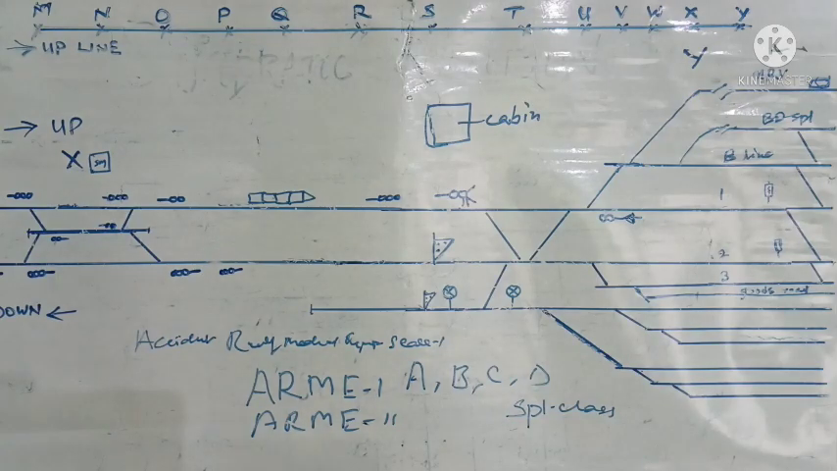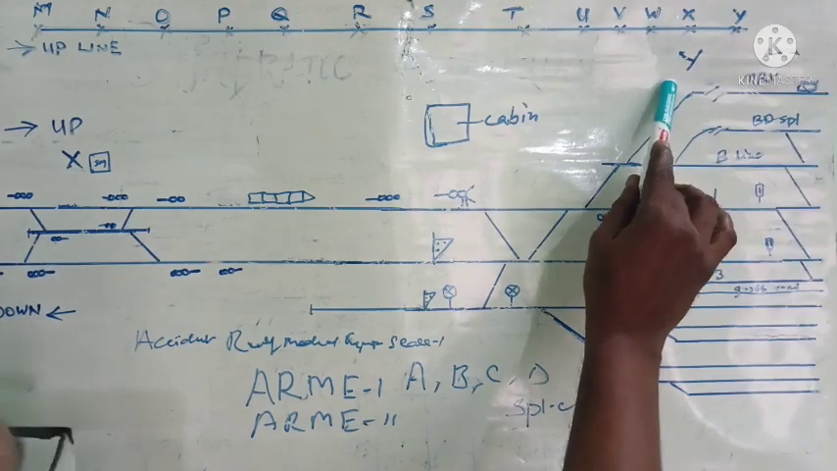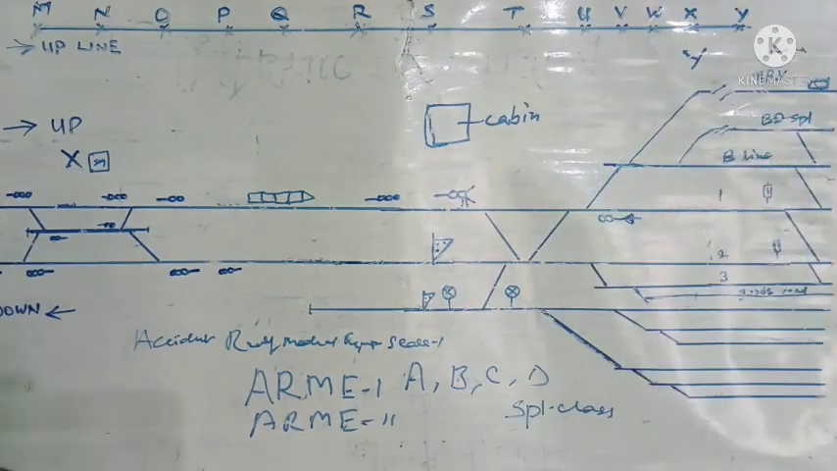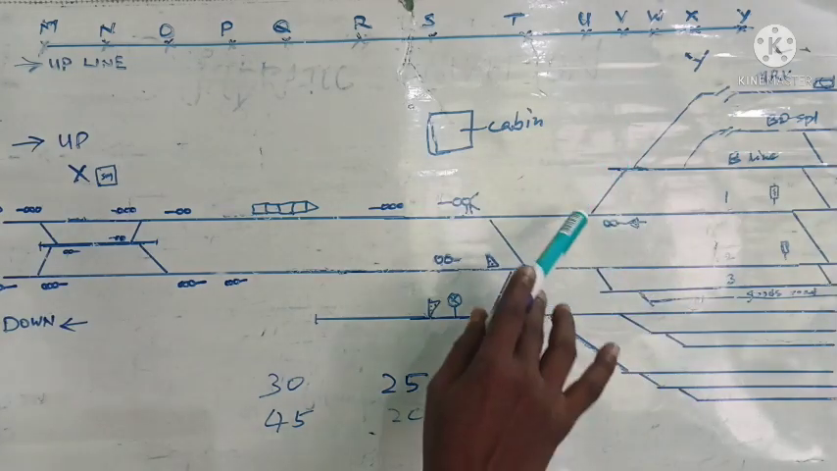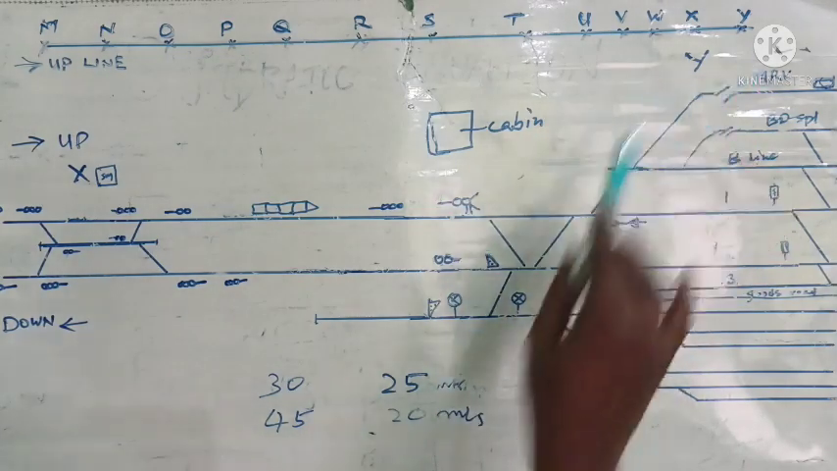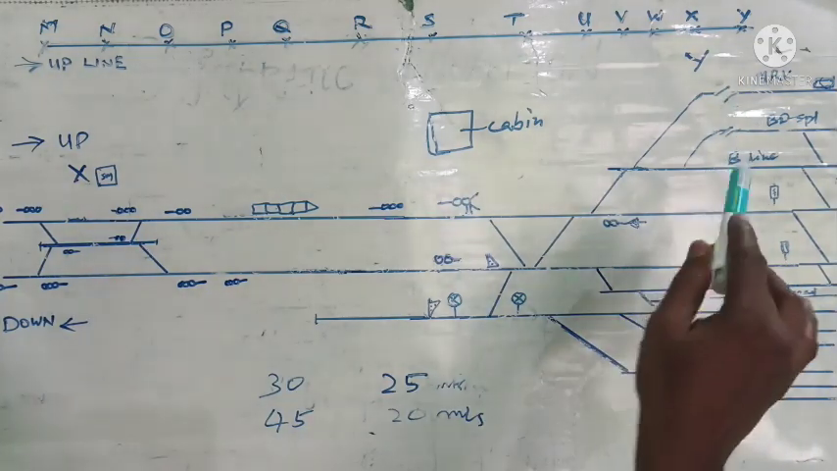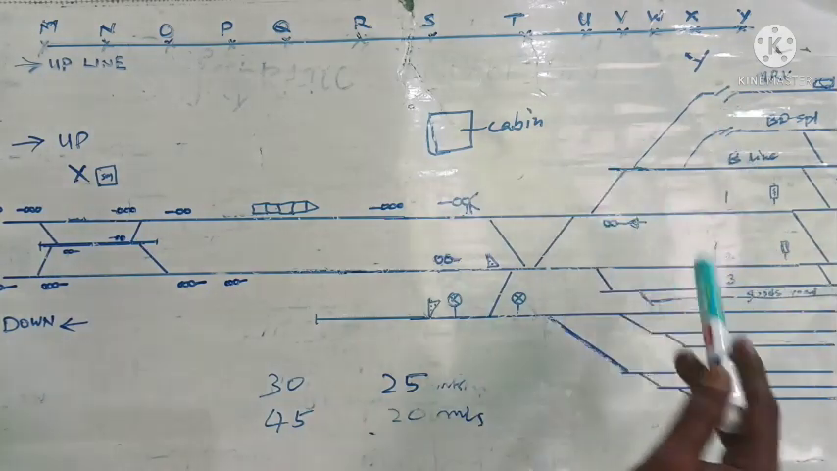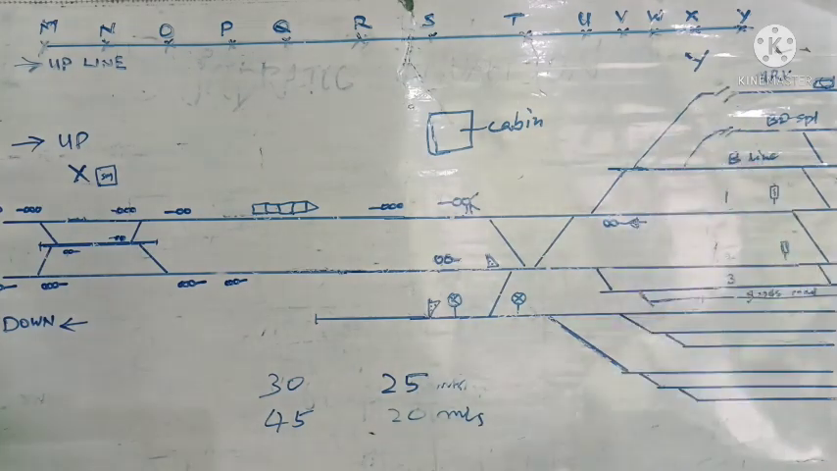These keys will normally be kept in a glass fronted box in the doctor's room, and also in the station master's room. This ARME scale 1 equipment must be tested once in 3 months by the doctor. ARME scale 2 equipment which is stored at the station should be inspected by the DMO, that is by the railway doctor, once in a year.